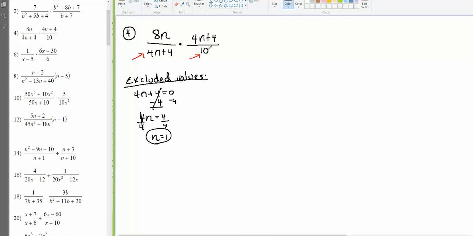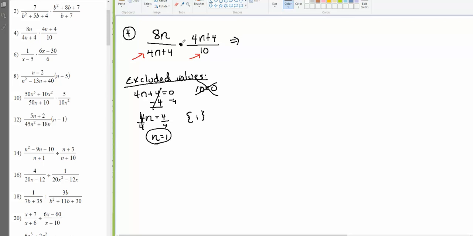And then over here, you see how this is just a 10? Can a 10 ever be equal to 0? No. So basically, when you just have a constant in the denominator, you don't get an excluded value from that constant. So the only excluded value that we have is a 1.